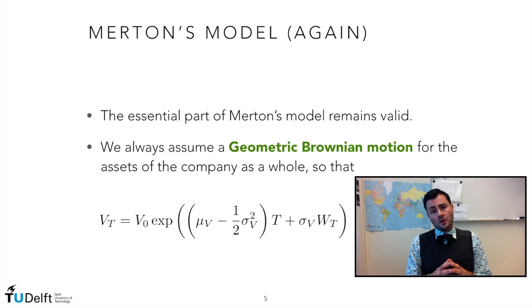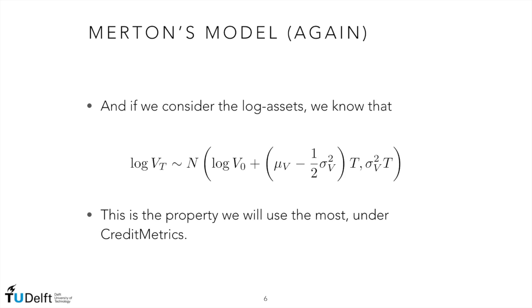The essential part of Merton's model remains valid. That is to say, we still assume that assets are following a geometric Brownian motion. But now we will not really split the assets into equity and debt. And from a certain point of view, this is even more consistent with the Modigliani-Miller theorem about the irrelevance of the financial structure. From Merton's model, we know that the log assets follow a normal distribution.